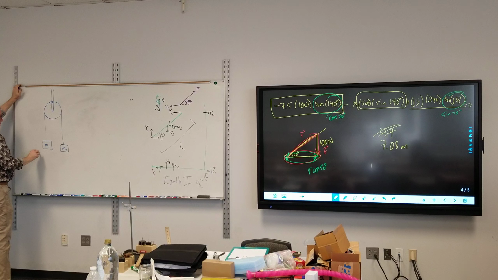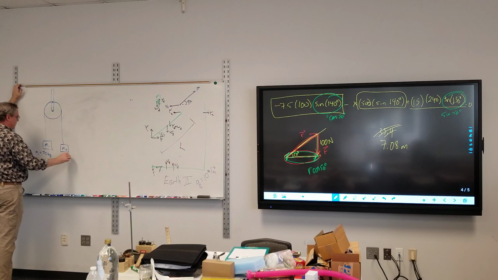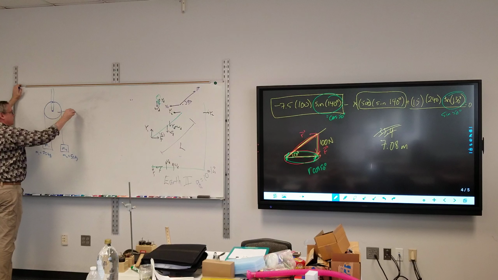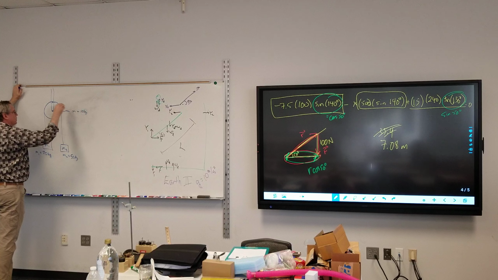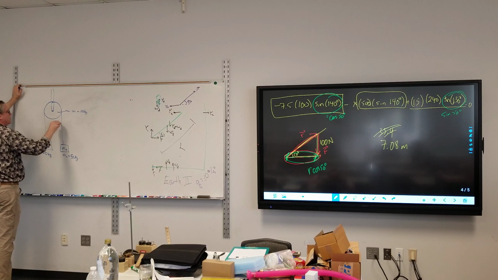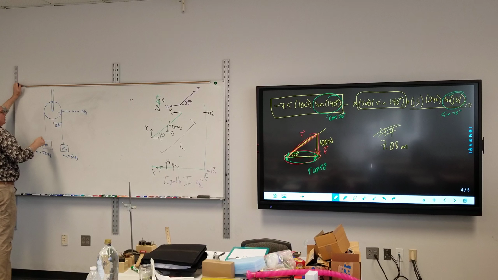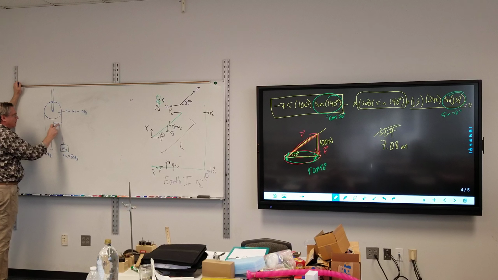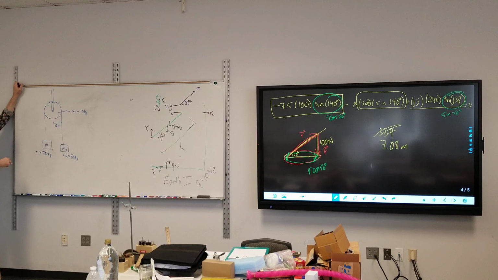So mass 1 is equal to 70 kilograms, mass 2 equal to 50 kilograms, mass of the wheel is equal to 10 kilograms, radius of the wheel, just 2 meters. And the question is, what will the acceleration be?